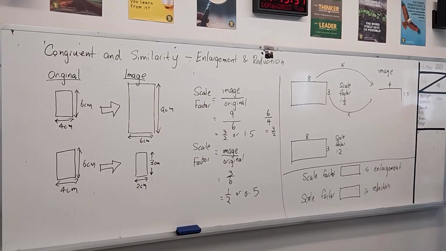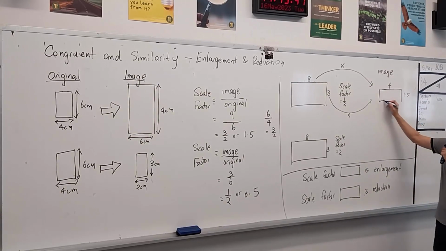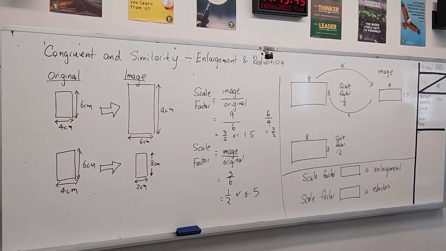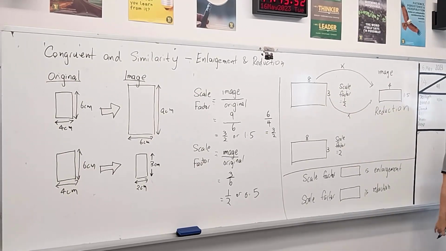So basically you have 2 of the sides, and you can draw the whole rectangle already. What happened to the rectangle? Did it get smaller or did it get bigger? Smaller, and we call this a reduction.